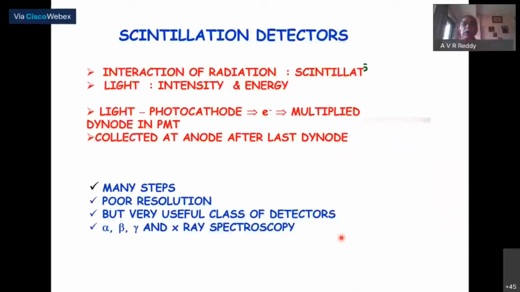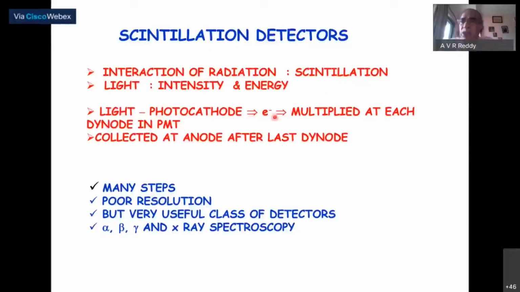Okay, so this is the thing that I explained. Interaction of radiation creates scintillations, and that light intensity gives information on both the energy and the intensity. The energy is related to the number of photons that are produced, and intensity is how many such events are taking place. So it is useful to get information on both the energy of the radiation and its intensity. Light falls on the photocathode, and the photoelectric effect takes place.